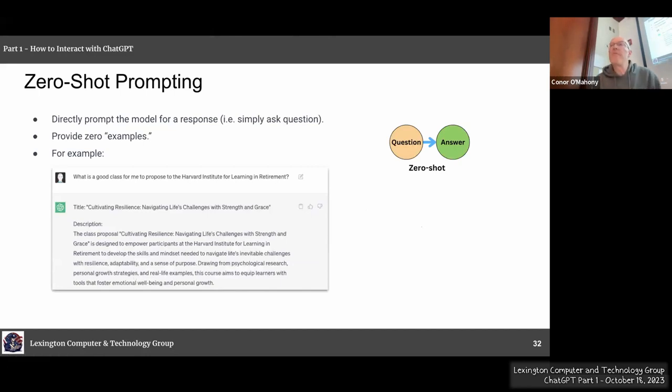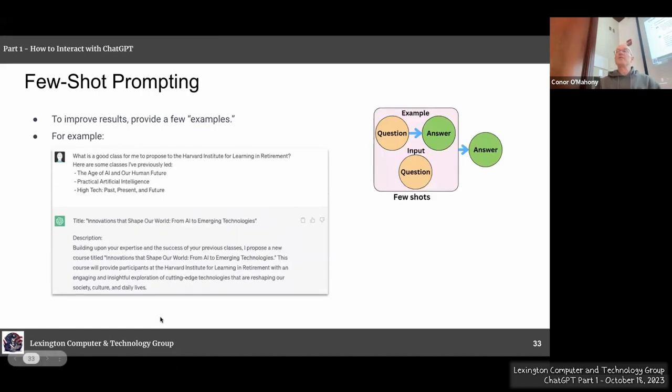Some terms that you may be familiar with from other domains have been taken by this world. Zero shot prompting basically says, hey, you give zero examples. You just issue it with a prompt. Whatever the prompt is, you just ask ChatGPT a question. That's known as zero shot prompting. Just give it a prompt. There's single shot prompting where you give it one example, but there's few shot prompting where you give it a few examples.